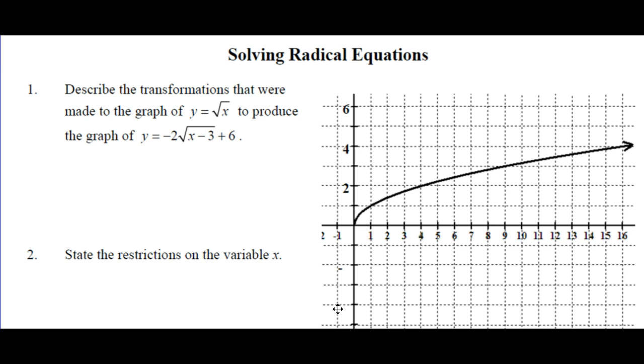Describe the transformations that were made to the graph of y equals root x to produce the graph y equals negative 2 root (x minus 3) plus 6. Okay, I'm going to pause this. You can write down your 4 transformations, right?